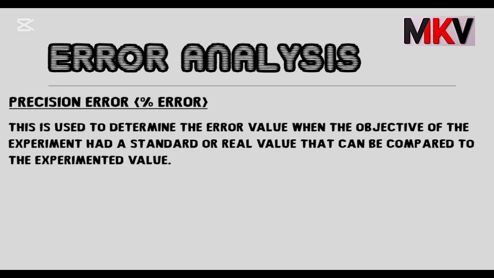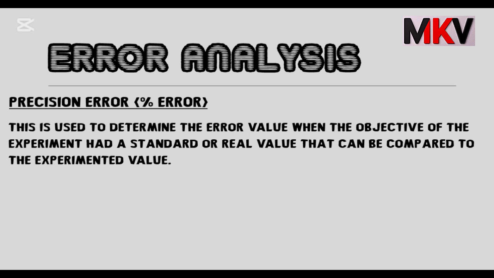The first one we will talk about is the precision error, which is the percentage error. This is used to determine the error value when the objective of the experiment has a standard value or a real value that can be compared to the experimental value. So let's say the lab experiment you are performing has a standard value that you can compare your experimental value to. You can use the precision error to find out the error margins you had in your experimental value.